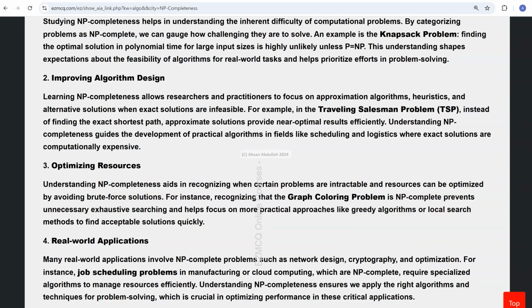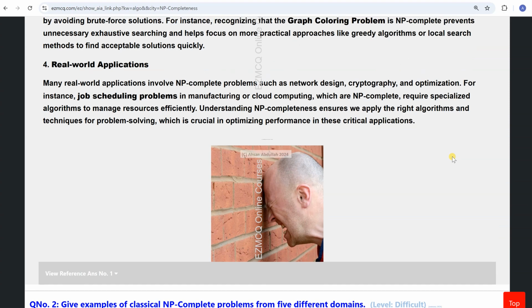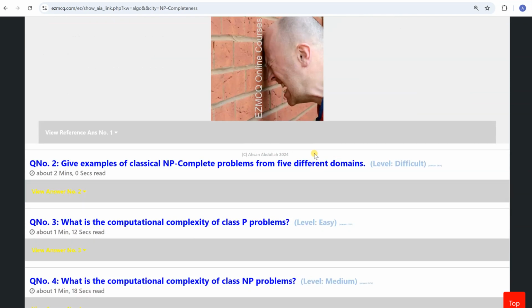And there are quite a few real world applications, for example, in network design, cryptography, and optimization, for example the traveling salesperson problem, and job scheduling problems, which jobs to be given in which order. And of course, they require specialized algorithms. Why? To manage resources efficiently. So once we know that these problems are NP complete, then we apply the right algorithms, the heuristics, or the approximation algorithms for problem solving. Otherwise, what's going to happen? We are going to meet this fate. So there's no point in what this gentleman is doing. So try to conserve your energy and resources.